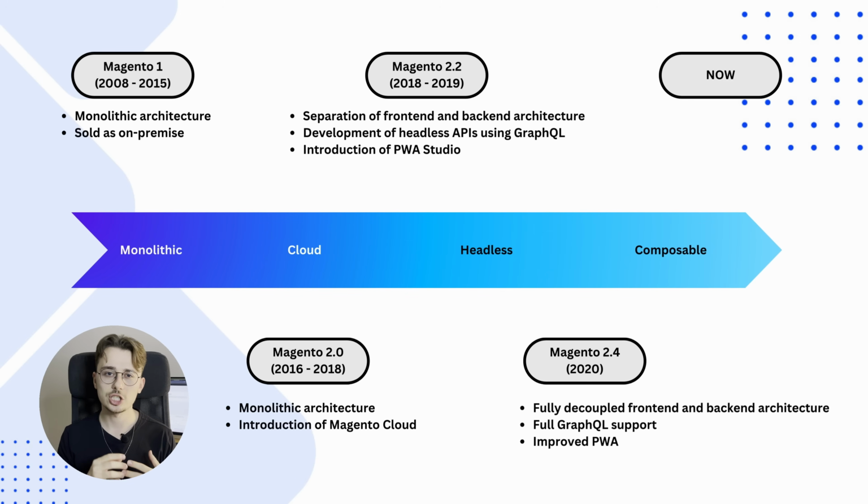This marked the shift toward a headless architecture, where the front-end and back-end were decoupled. We saw improvements in REST APIs and the introduction of GraphQL APIs to cover the entire system. With headless architecture, we were no longer tied to the old HTML files, enabling us to use modern front-end technologies like progressive web apps and frameworks like Vue Storefront.